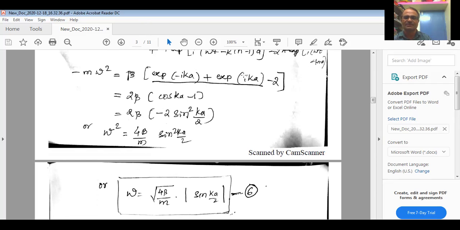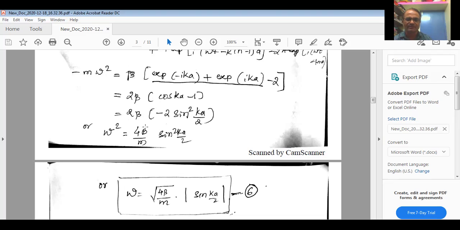This much is 2 cos ka, and 2 is also here, so that 2 comes outside, and what is left in the bracket is cos ka minus 1. This is equal to 2 beta into (cos ka minus 1), which from trigonometry is minus 2 into sin square ka by 2. This negative sign is there on both sides, minus m omega square, so the negative sign is cancelled on both sides, and you take m to the RHS. This equation becomes omega square.